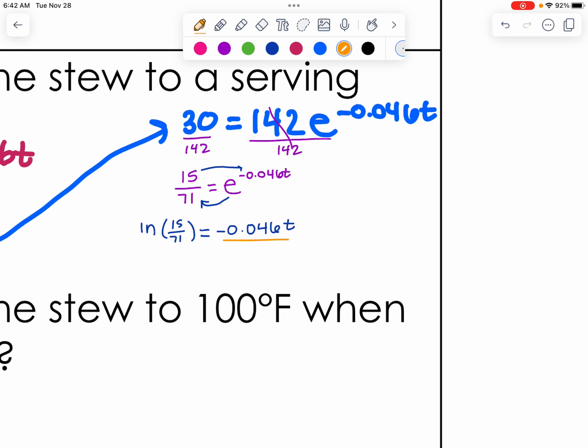Finally, to solve for t, we're going to divide both sides by negative 0.046. And we get that t equals, and then using our calculators, I get 33.796. And that is really minutes. So let me erase t here so I can add those units. And there's our answer.